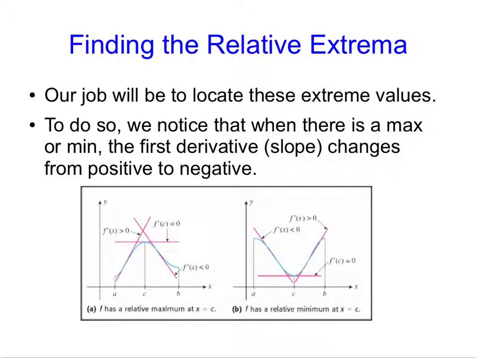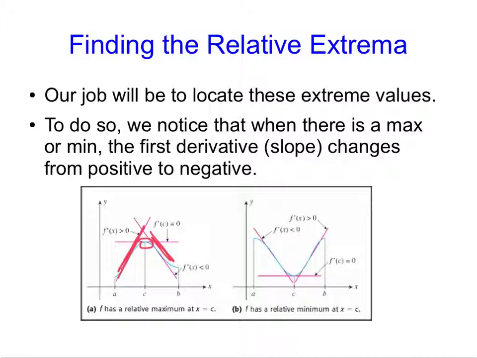So we're going to be using this fact to help us find these relative extreme values. And to do so, we're going to notice that something interesting happens to the derivative when we have a max or a min. In this first picture, letter A, we have a maximum here, and you'll notice that the derivative is positive for points on the left-hand side of that point, and it's negative for points on the right-hand side. The slope changes from positive to negative where there's a max.